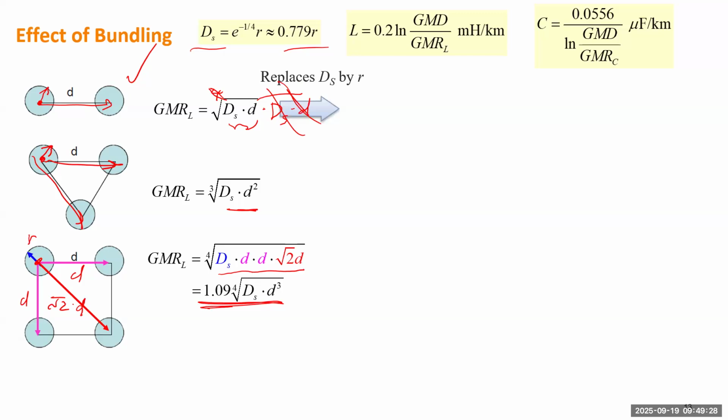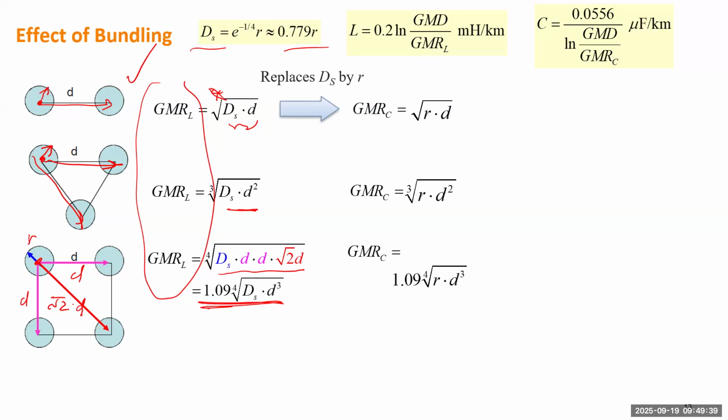Okay, so next, those are GMR L. If you want to calculate GMR C, it's the same formula. We just need to replace ds by r. So that's GMR C. They have the same formula, but each place you see ds, that will be replaced by r.